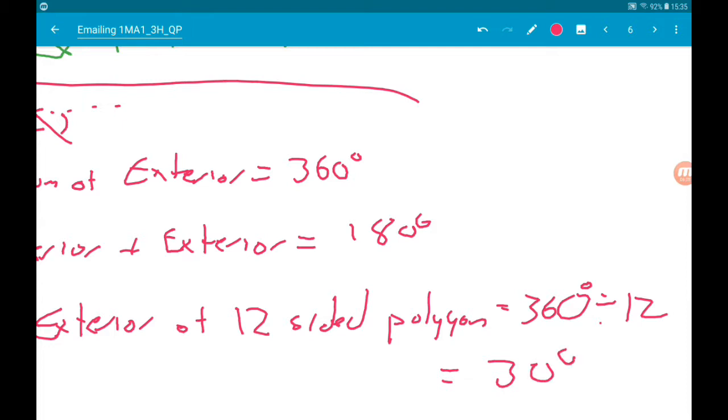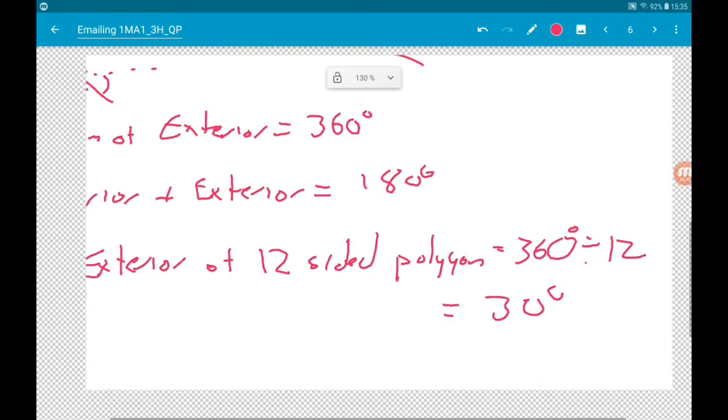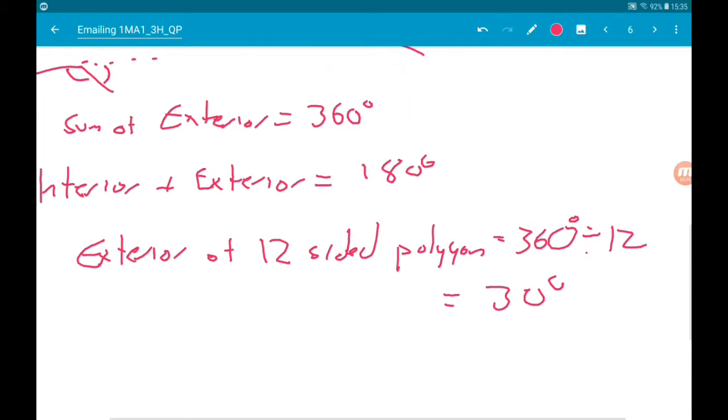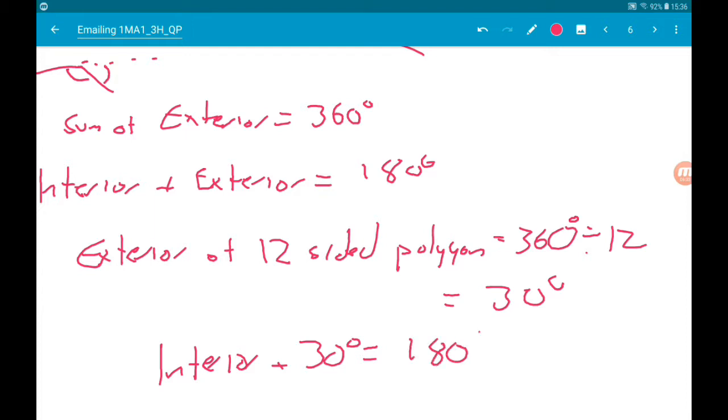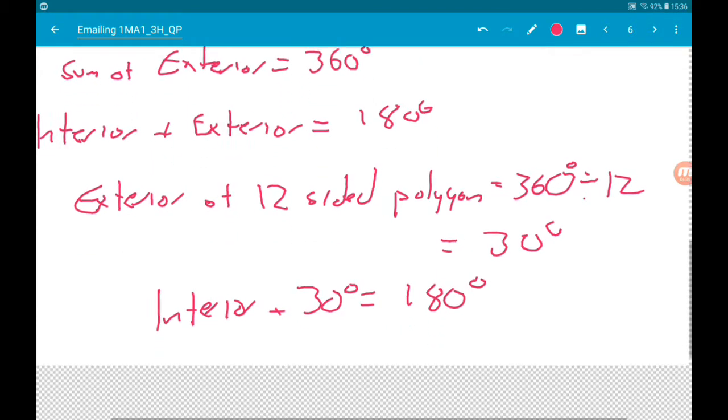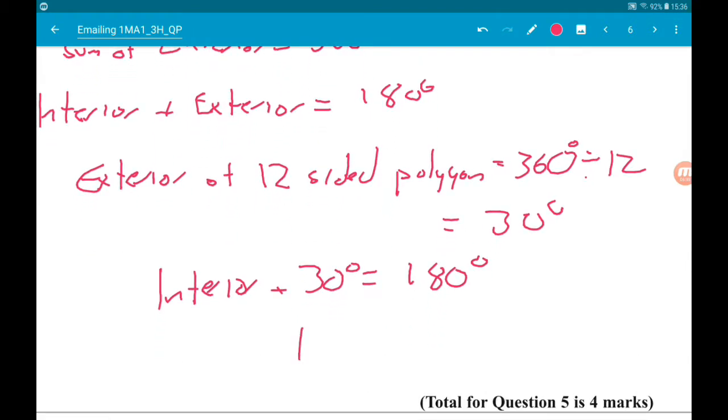So we then know that the interior at 30 is 180. So the interior angle is 150.